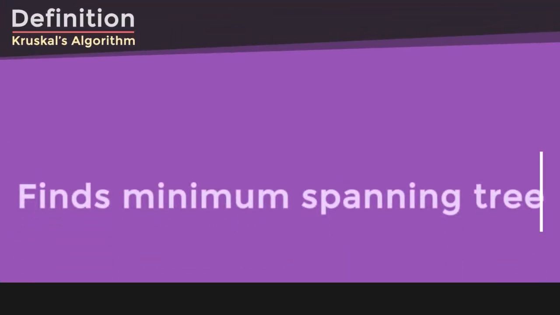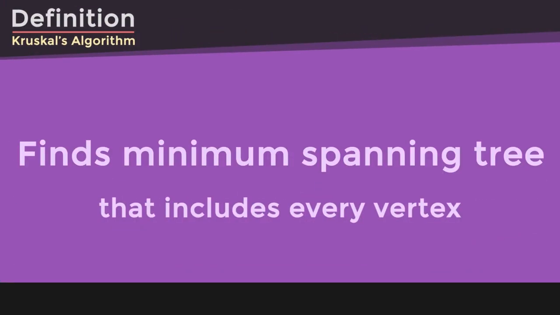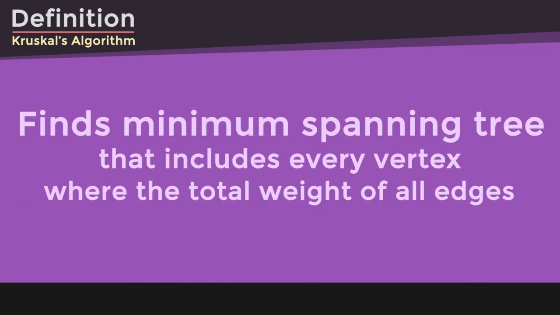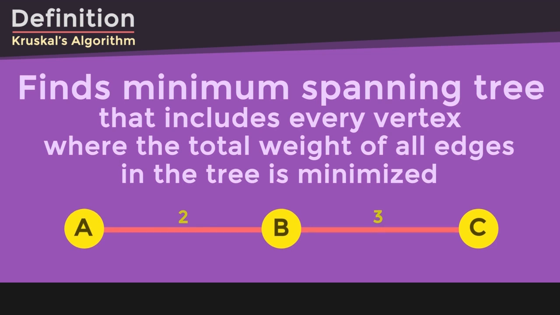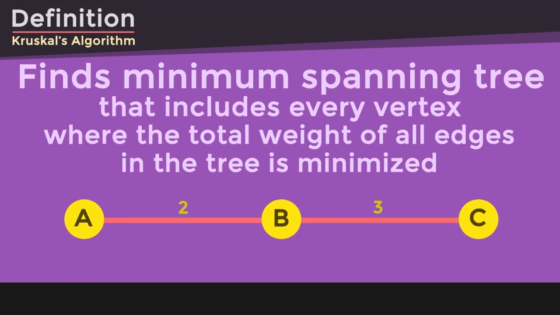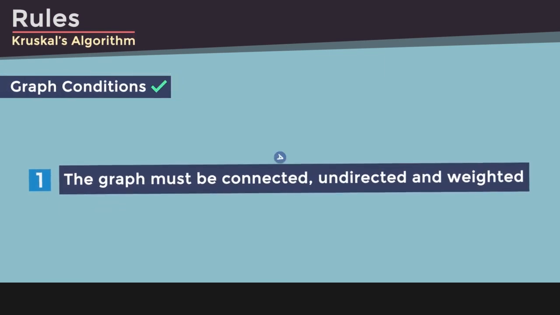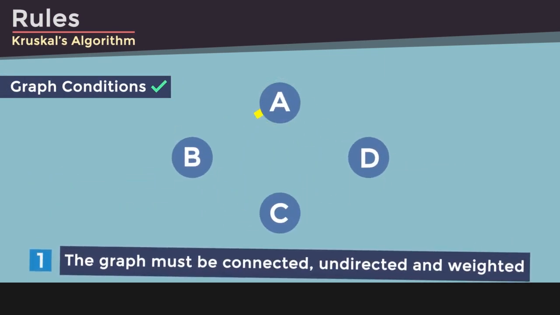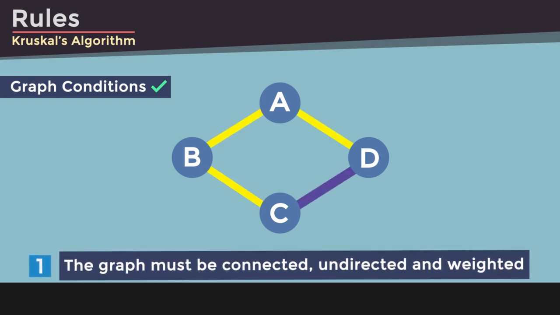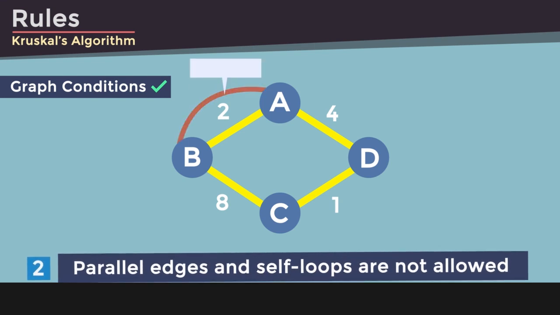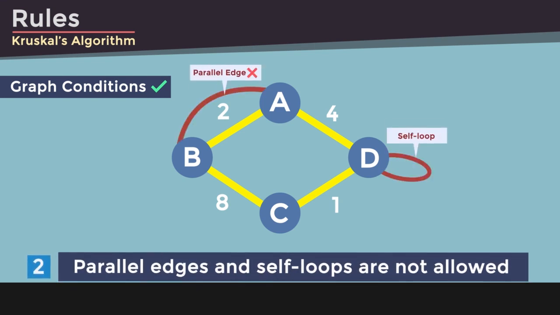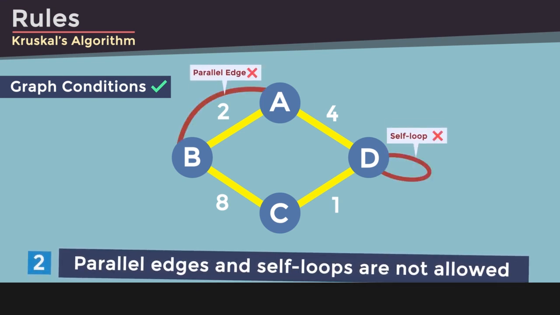Hello and welcome to the lecture about the Kruskal algorithm. That is a way to find a minimum spanning tree from a graph that includes every vertex, where the total weight of all edges in the tree is minimized. First, we have some conditions for the graph. The graph must be connected, undirected, and weighted. And the next condition is that parallel edges or self-loops are not allowed.